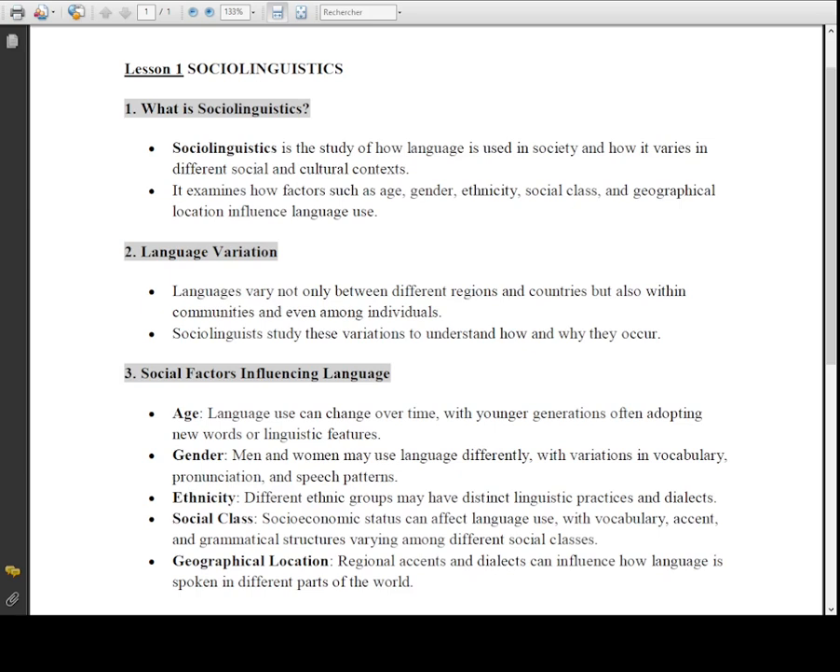Sociolinguistics is the study of how language is used in society and how it varies in different social and cultural contexts. It examines how factors such as age, gender, ethnicity, social class, and geographical location influence language use.